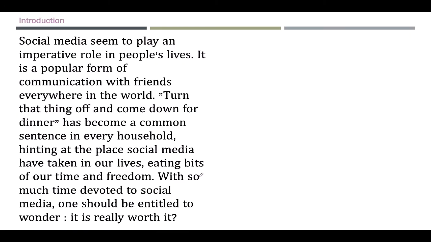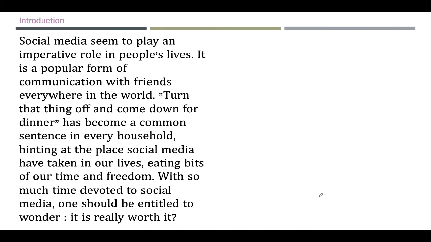Let's focus on the introduction of this text about social media. Social media seem to play an imperative role in people's lives. It's a popular form of communication with friends everywhere in the world. "Turn that thing off and come down for dinner" has become a common sentence in every household, hinting at the place social media have taken in our lives, eating bits of our time and freedom. With so much time devoted to social media, one should be entitled to wonder, is it really worth it?